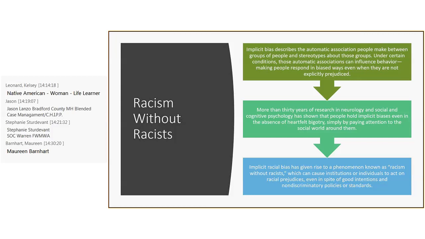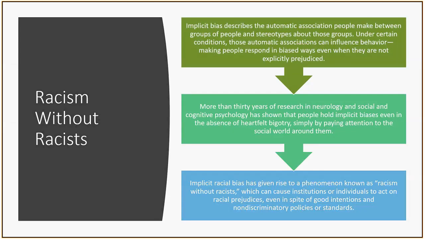So more than 30 years of research in neurology and social and cognitive psychology has shown that people hold implicit biases even in the absence of heartfelt bigotry, simply by paying attention to the social world around them. So again, that's where we find this term when we think about implicit racial bias has given rise to a phenomenon known as racism without racists, which can cause institutions or individuals to act on racial prejudices even in spite of good intentions and non-discriminatory policies or standards.